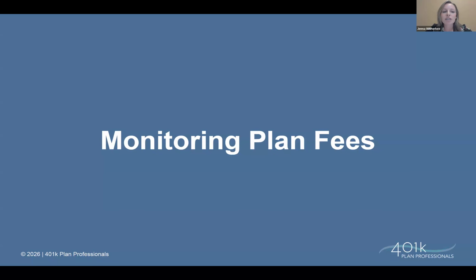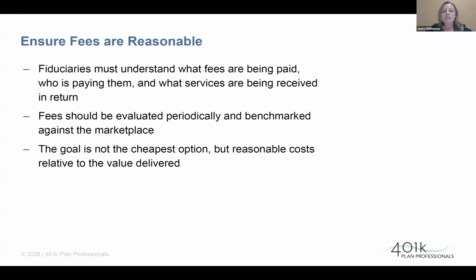All right, so monitoring plan fees. You must understand what fees are being paid, who is paying them, and what services are being received for them. You also need to benchmark the fees and make sure that the fee you're paying is reasonable for the services you're receiving. So you don't necessarily need to have the cheapest plan on the block, but you need to have reasonable cost relative to the value delivered.